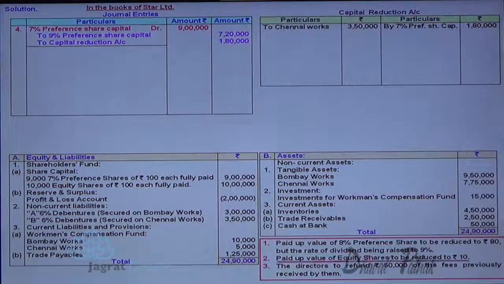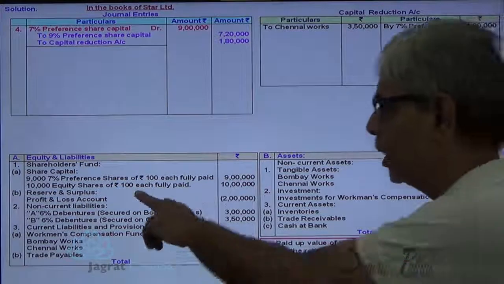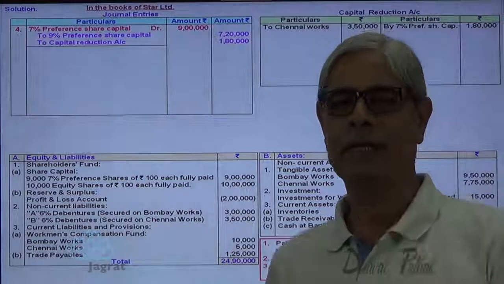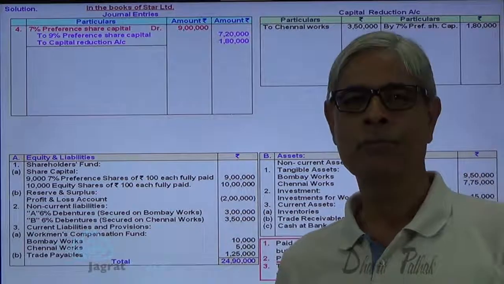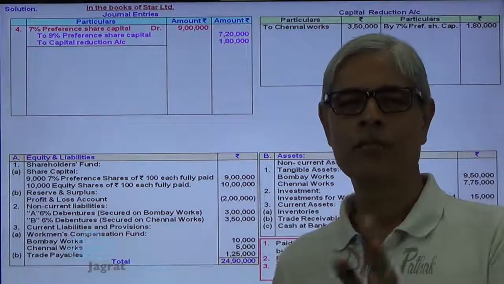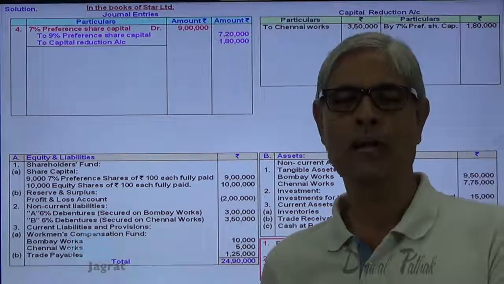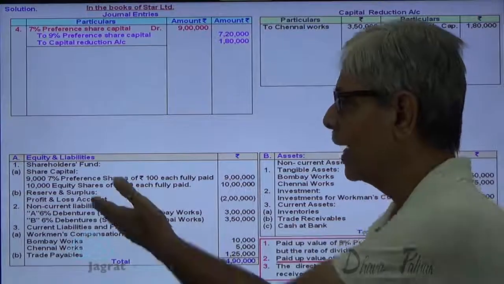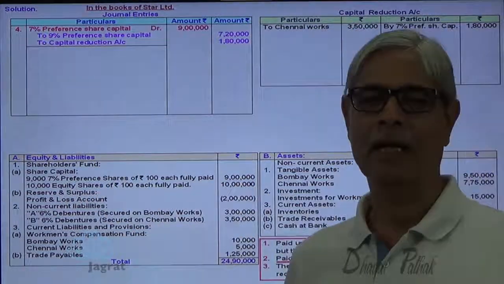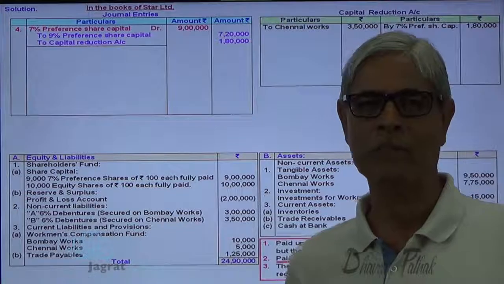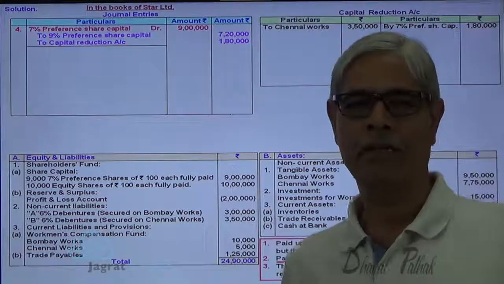Paid up value of equity share is to be reduced to 10. Share of 100 reduced to 10. So 90% reduction. Total capital 10 lakhs, 90% thereof, 9 lakh, is transferred to capital reduction account. That is a contribution made by equity shareholders to write off the accumulated losses. And the accumulated loss apparent on the face of the balance sheet is profit and loss account debit balance 2 lakhs. So 9 lakh is the contribution made by equity shareholders.